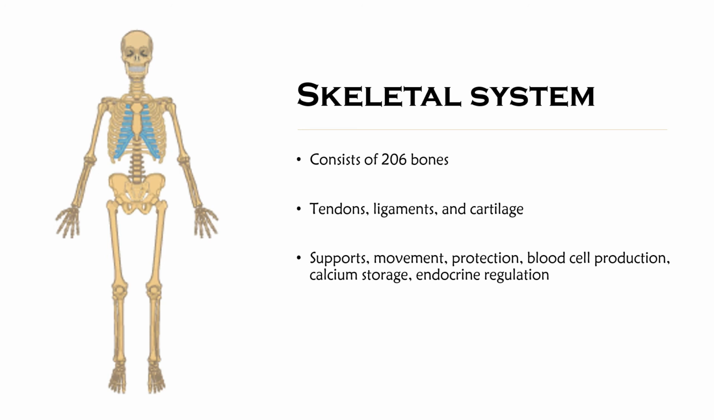Alright, moving on to the skeletal system, we're almost done. The skeletal system consists of 206 bones, also consists of tendons, ligaments, and cartilage. The skeletal system is incredibly important because it functions in support, movement, protection, blood cell production, calcium storage, and even has a role in endocrine regulation.